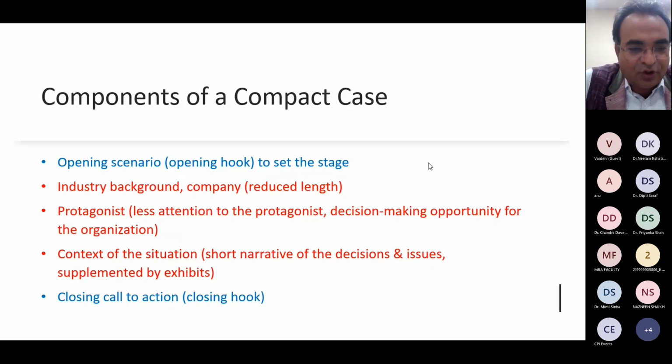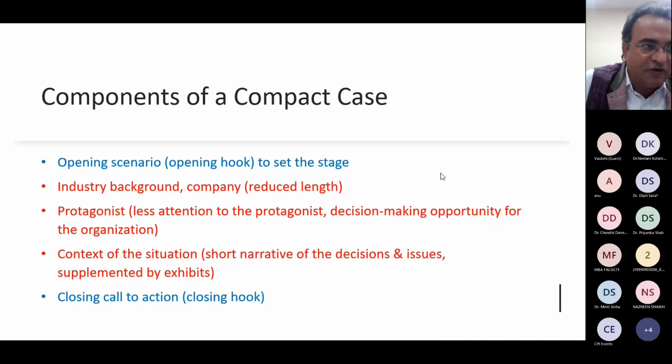Exactly. So the point is when you are looking at the elements of a compact case, they are very much similar to what you'll be doing in a traditional case. But the components which are in red are pretty much reduced or abridged compared to a traditional case. Even the opening scenario and the closing call to action would be lesser in length compared to a traditional case, so that you can probably target the size of a 2 or 3 or 4 or 5 page case.